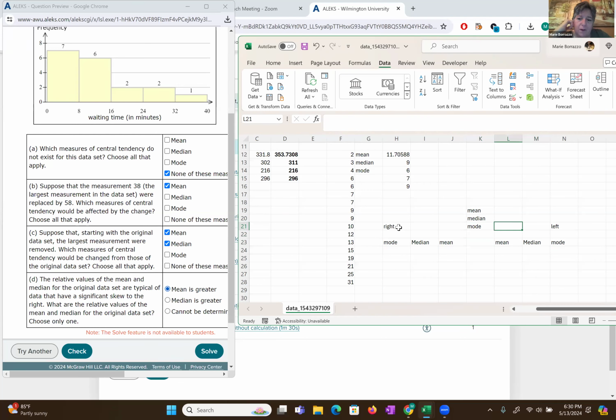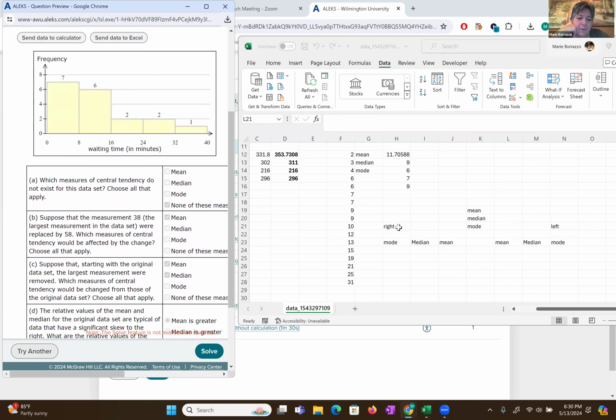So in this case, oddly enough, where it says the relative values of the mean and median for the original data set are typical of the data that is significantly skewed to the right. What are the relative values of the mean and the median of the original data set? In this case, you would think the median is going to be larger, right? It's quite the opposite. So let's check this one.